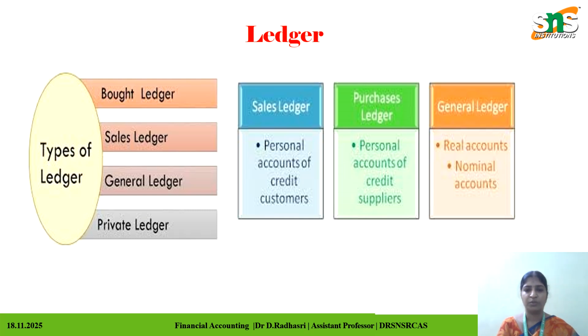The sales ledger is the personal account of credit of the customers. The purchase ledger records the purchase of goods, so we want to know the total purchase of goods for a particular amount. The seller ledger shows the particular amounts of the sellers. The general ledger covers the real account and nominal account. The personal accounts are of credit to the supplier and of credit to the customers. On that basis, the ledger can be classified into different categories.